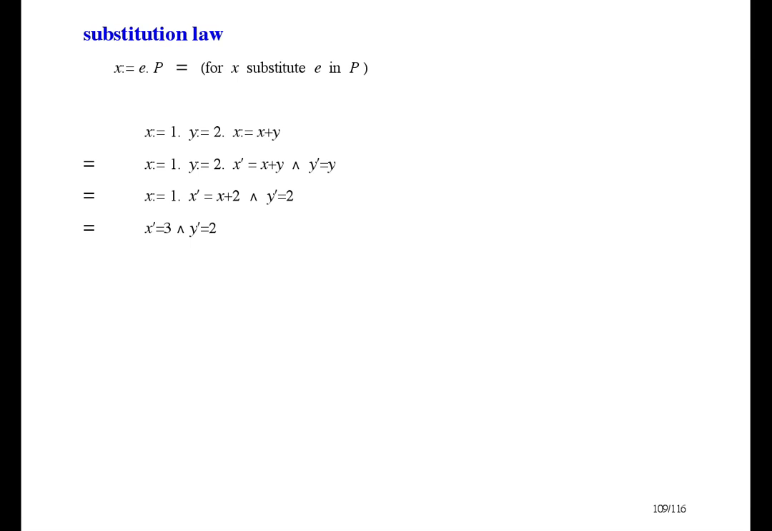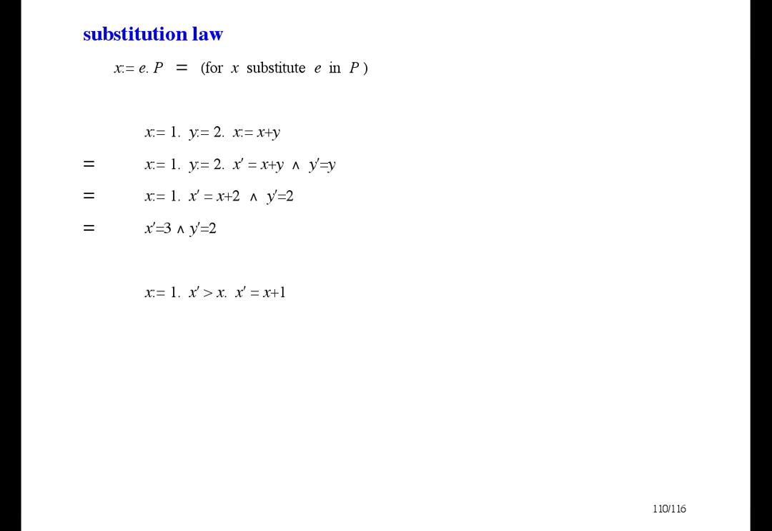In a long string of assignments, it's best to work from right to left, because that way you can keep using the substitution law. If you go in the other direction, you get the same answer, but it's more work because you keep using existential quantifications.